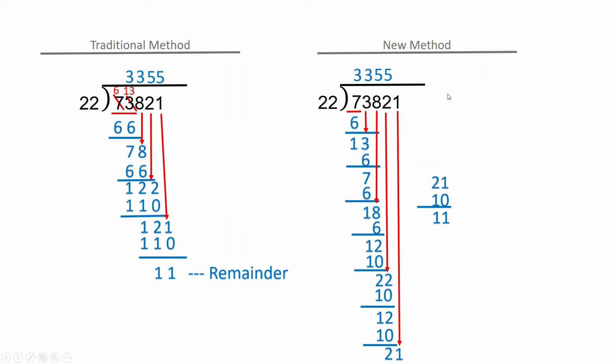So, yung answer natin sa new method is 3,355 with a remainder of 11. At pareho yung sagot na nakuha natin using the traditional method. Yung new method, medyo komplikado lang siya at first, lalo na hindi tayo sanay gamitin ito. Pero, sa method na ito, pinasimple at mas pinadali ang pag-solve natin sa division problem dahil hindi na natin kailangan mag-divide at mag-multiply ng mga big numbers.